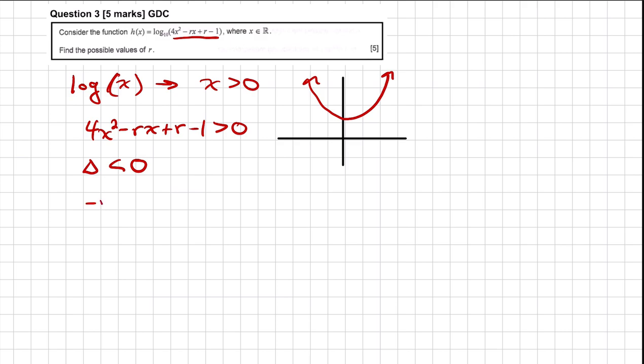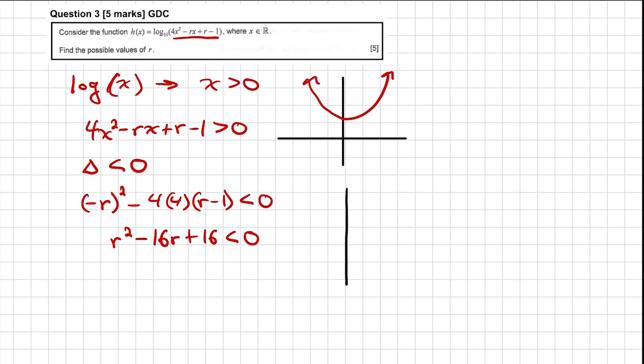So we have minus r squared minus 4 times r minus 1, and that needs to be less than 0. If we rearrange and simplify, we get r squared minus 16r plus 16 must be less than 0. So again, we have another quadratic here, and we're looking for the values of r where this quadratic is going to be less than 0.